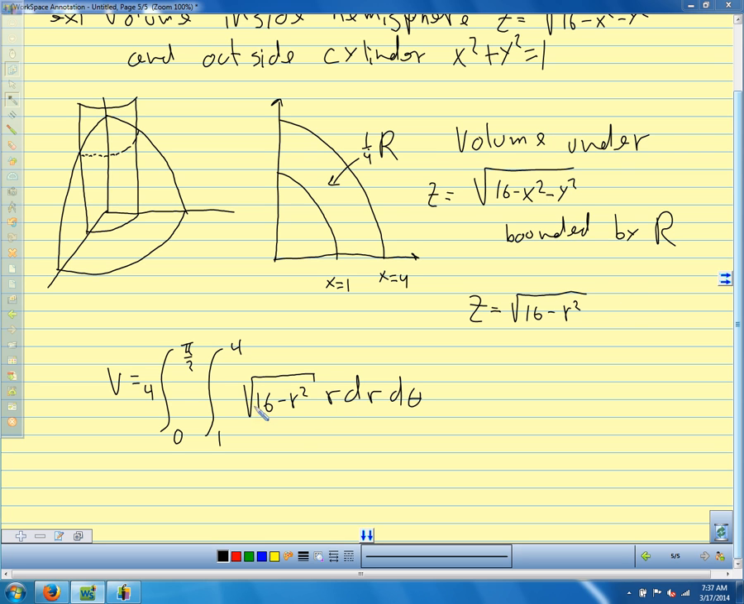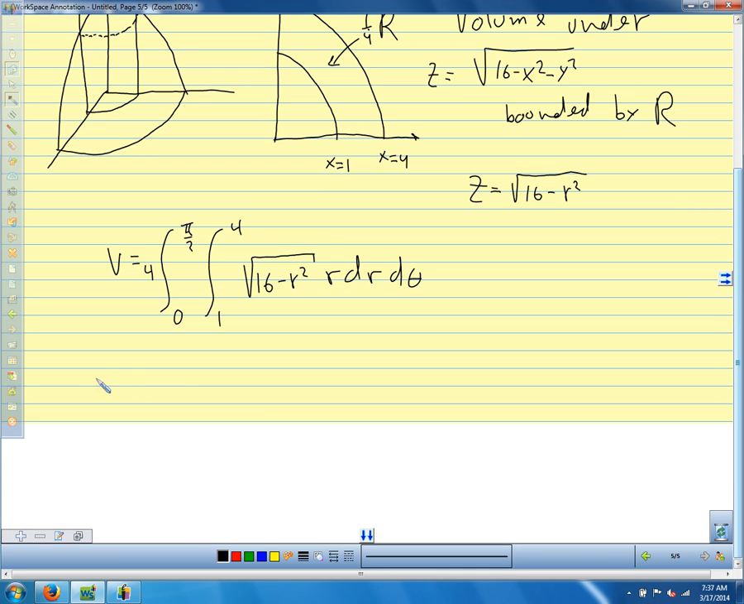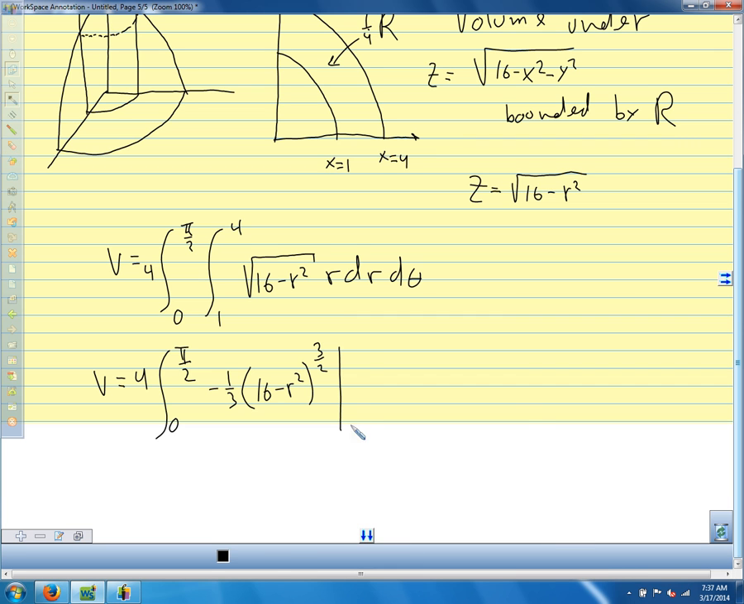And we have this r here, and we have a 16 minus r squared, so we have an r for our u substitution to do this integral with respect to r. That makes it nice. So let's evaluate this one. The volume is 4 times the integral from 0 to pi over 2. When I evaluate this integral with respect to r, I get minus 1/3 times 16 minus r squared to the 3/2, evaluated from 1 to 4. And this is still going to be d theta.